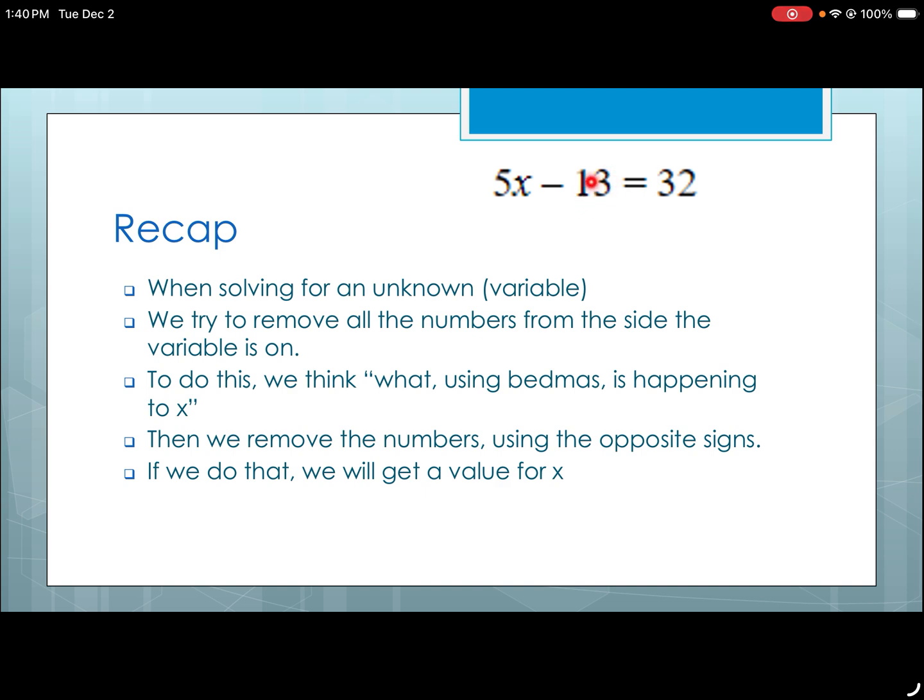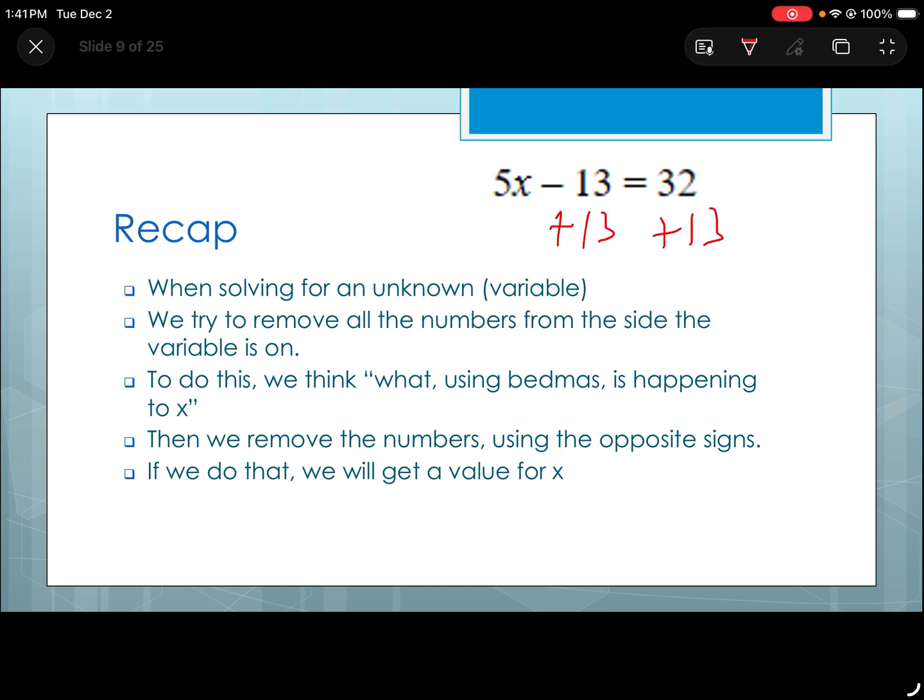So what I do then is I remove all the numbers on this side by doing the opposite of what's happening to x. It's being multiplied by 5 first, and then subtracted by 13. So I'm going to add 13 to both sides. I do that so it gets rid of the negative 13 on this side. That gets me 5x equals 45. And then, what's happening to x is being multiplied by 5, so I divide by 5 on both sides, and I get x is 9.